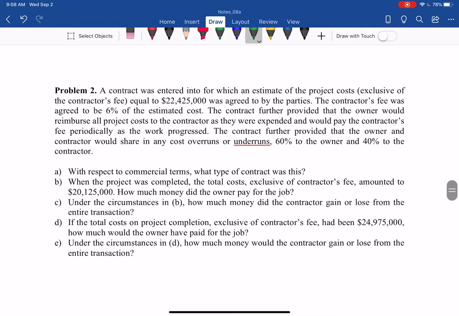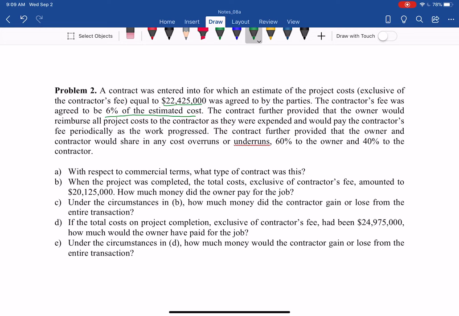And for problem 2, a contract will be entered into for which an estimate of the project cost, inclusive of contractor fee, is 22,425,000 and agreed by the two parties. The contractor fees were agreed to be 6% of the estimated costs. So this is the estimate, 22,425,000 and 6% of that cost.